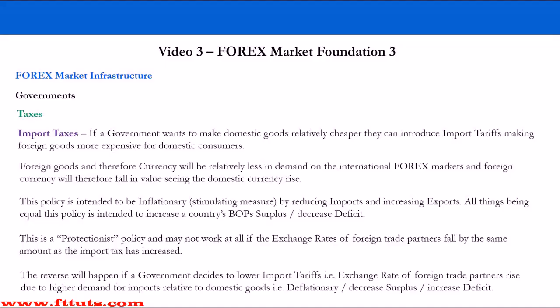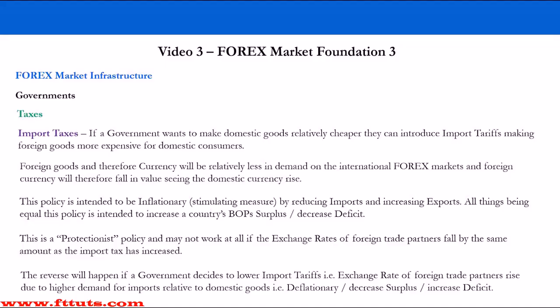Now, what happens in this mechanism when this occurs is that foreign goods and the currency of foreign exporters, as in the countries producing the imports to domestic consumers, are in relatively less demand, and the currency in less demand on the international Forex markets. So when a policy like this is rolled out by a government, the foreign currency tends to fall in value and the domestic currency rises in value.